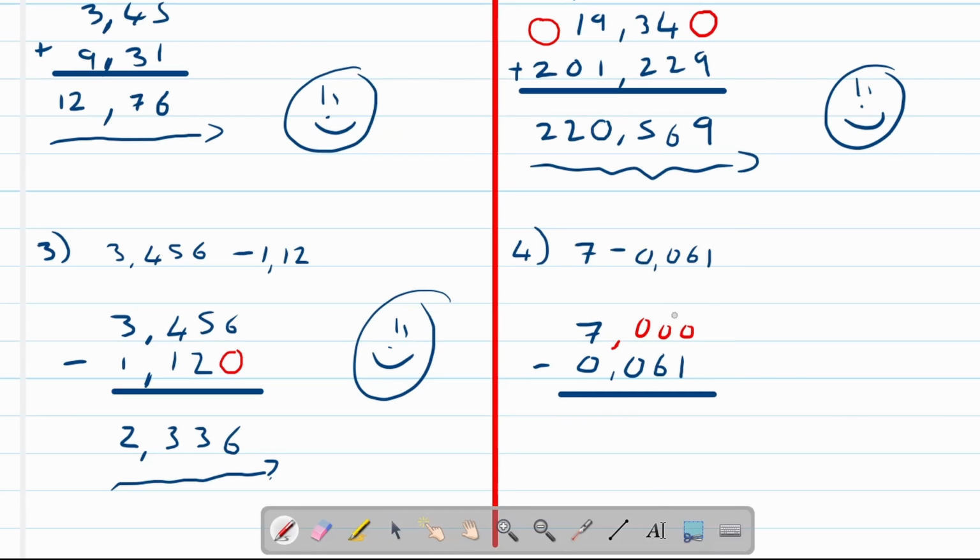So what we need to do, we need to borrow 1 from the left. So we put the 1 there. But you can clearly see this 0 has nothing to give, right? Now it needs to borrow from the 1 to its left, right over there. But this 0 has nothing to give either. So it needs to borrow from the 7.